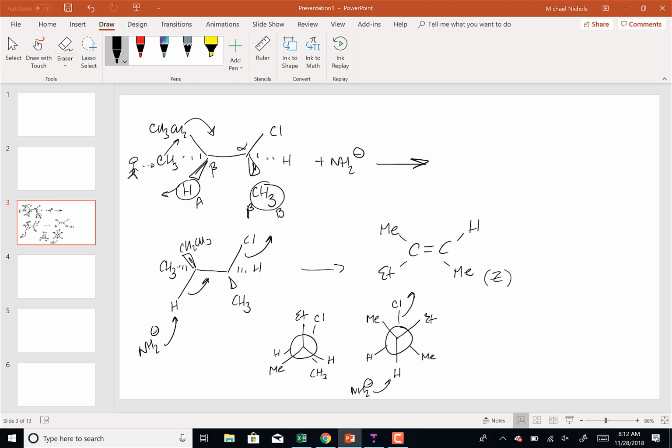In the Newman projection, the groups on this side are going to be cis, and the groups on this side are going to be cis. So it's just like the two bolds become cis and the two dashes become cis. Does that make sense? What else?